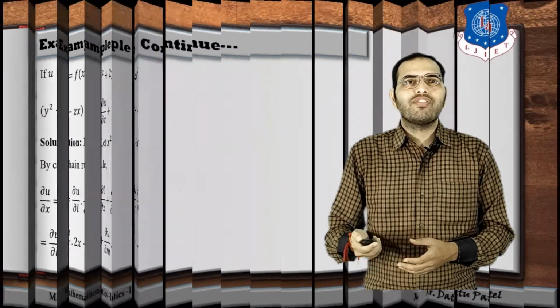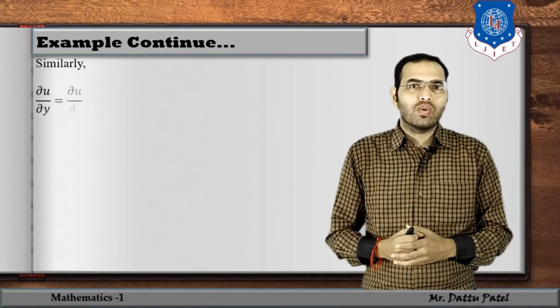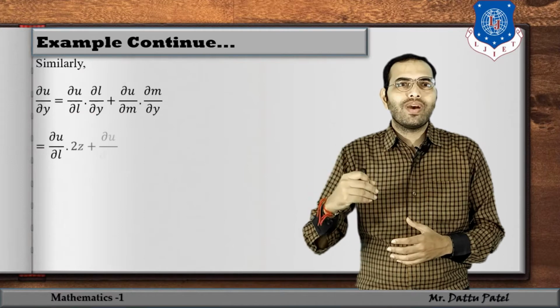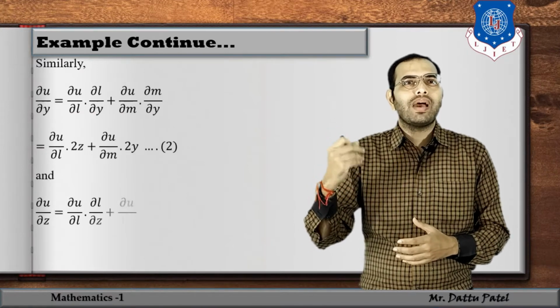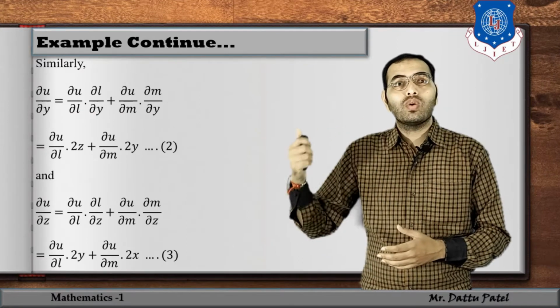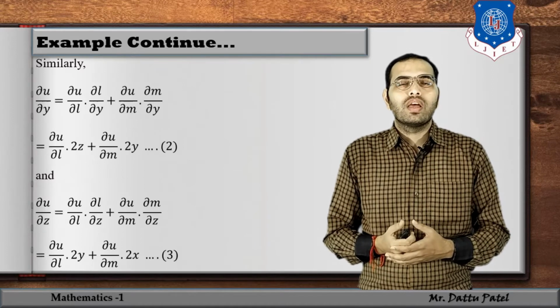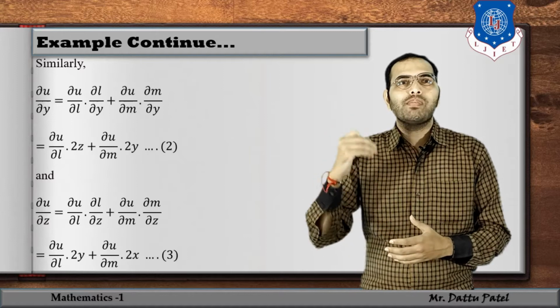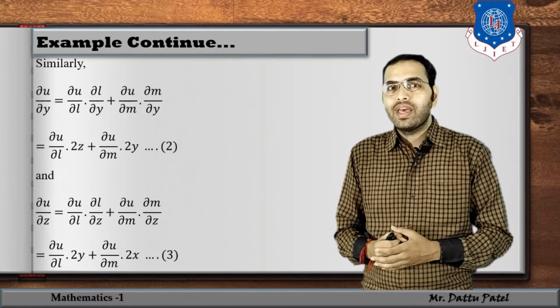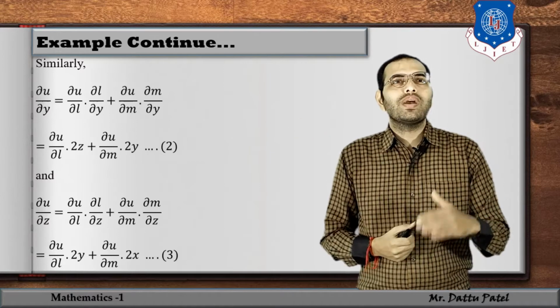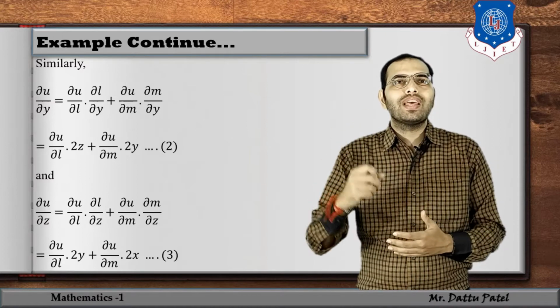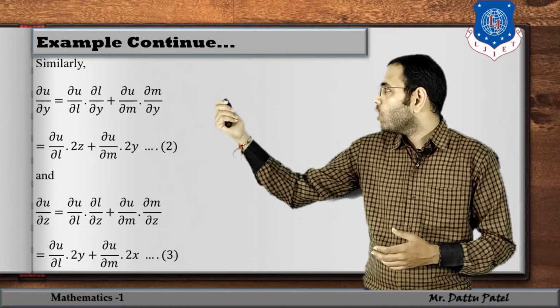Similarly, we can find ∂u/∂y = ∂u/∂l · ∂l/∂y + ∂u/∂m · ∂m/∂y. Substituting the values of ∂l/∂y and ∂m/∂y, it becomes ∂u/∂l · 2z + ∂u/∂m · 2y. That is our equation number 2.